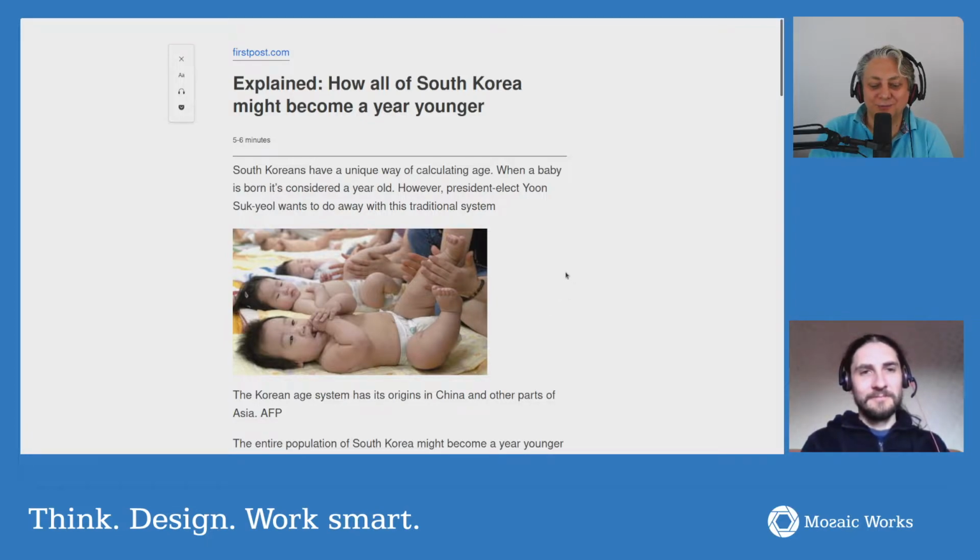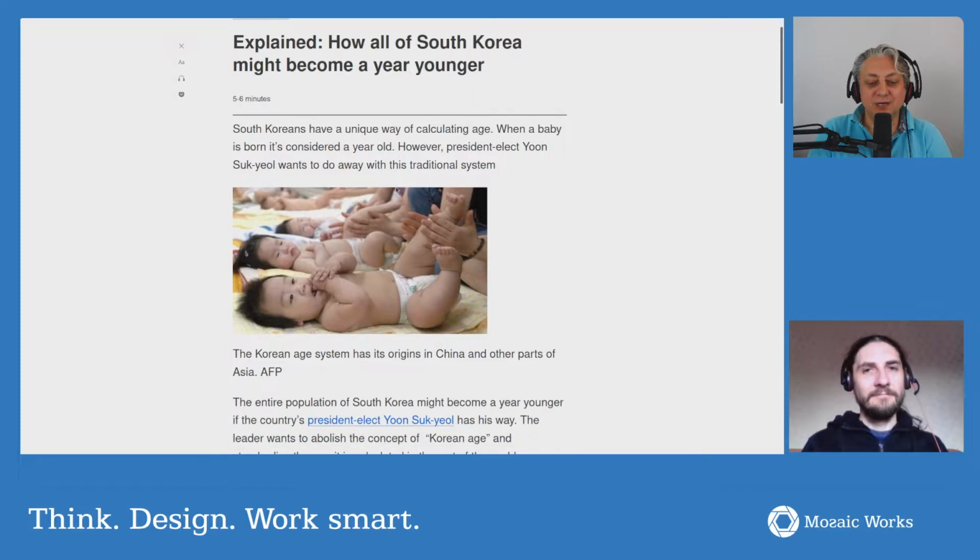Yeah, and I found an awesome example this week. It's an article published on firstpost.com. It's called Explained: How All of South Korea Might Become a Year Younger. So how do you compute age for a person? Obviously, you take the current year, you subtract the year of birth, and you get age, right? That's how we would compute age. Well, that doesn't work in South Korea because when a baby is born, it's considered a year old. So basically, everybody is zero based, but they are one based.